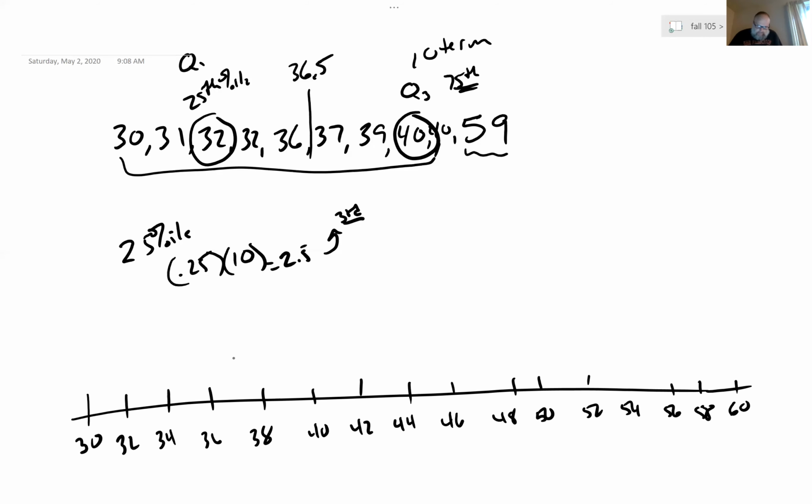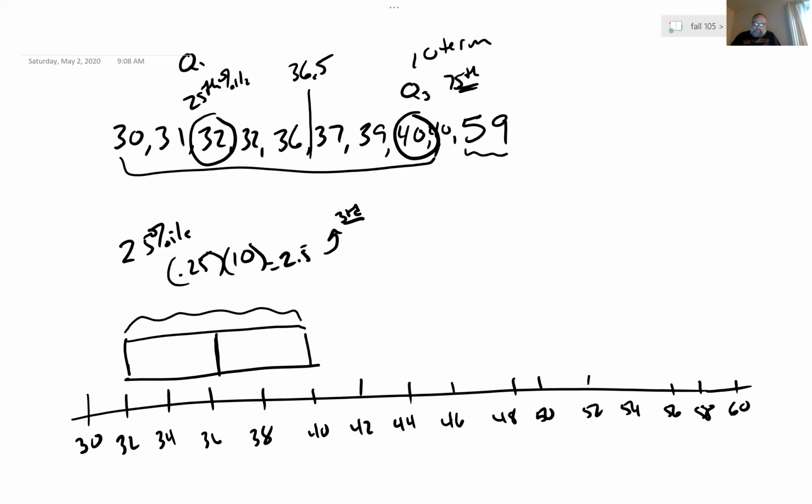Okay. So 36 and a half is right here-ish. Make a vertical line. 32 is right here. 40 is right here. If you look at that box, what do you see? Well, it's almost identical distances on both sides. Are you with me? It's very similar. So our middle 50% is very much nice and symmetric.